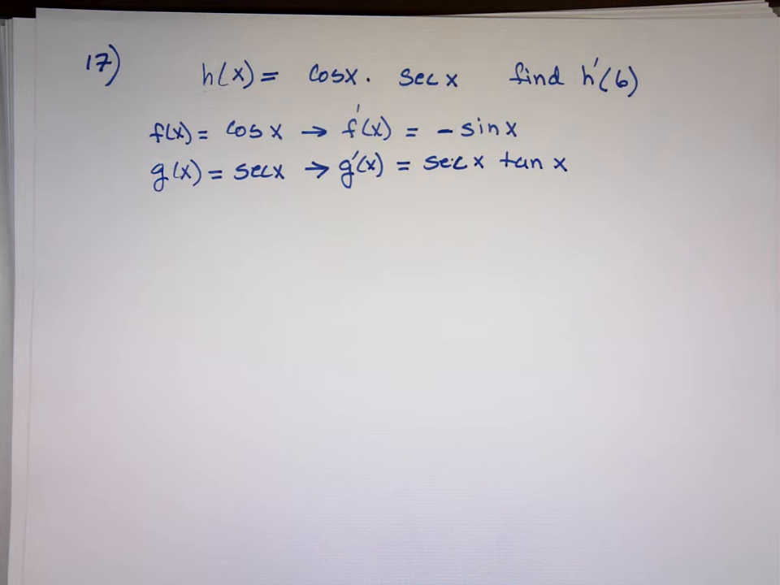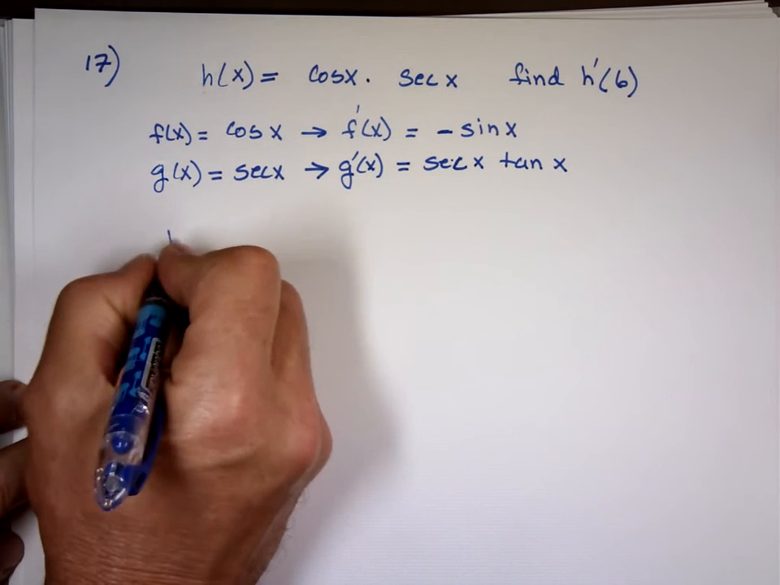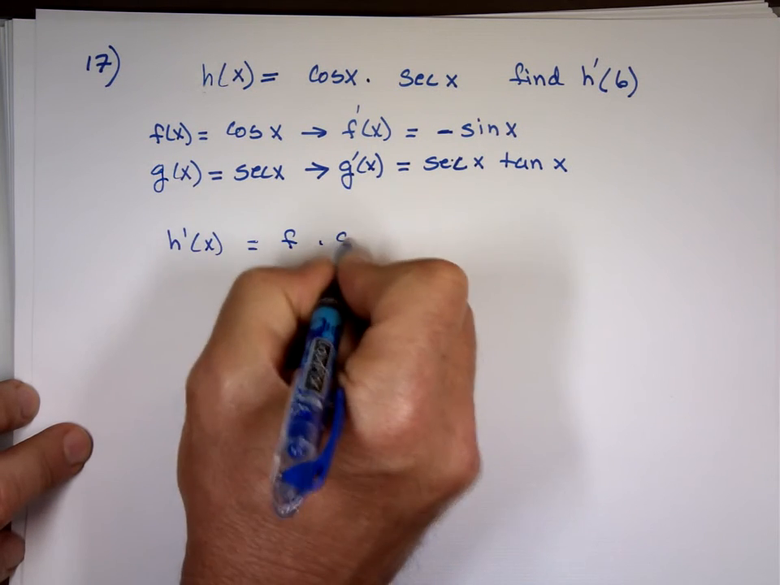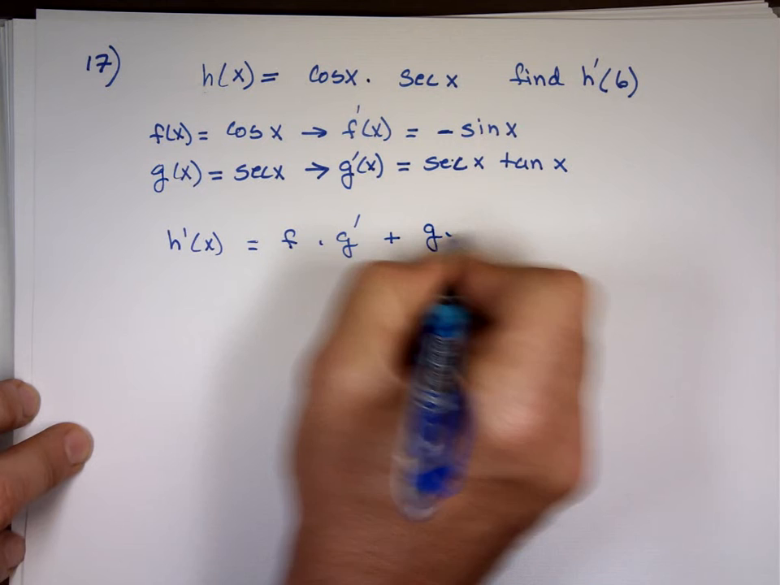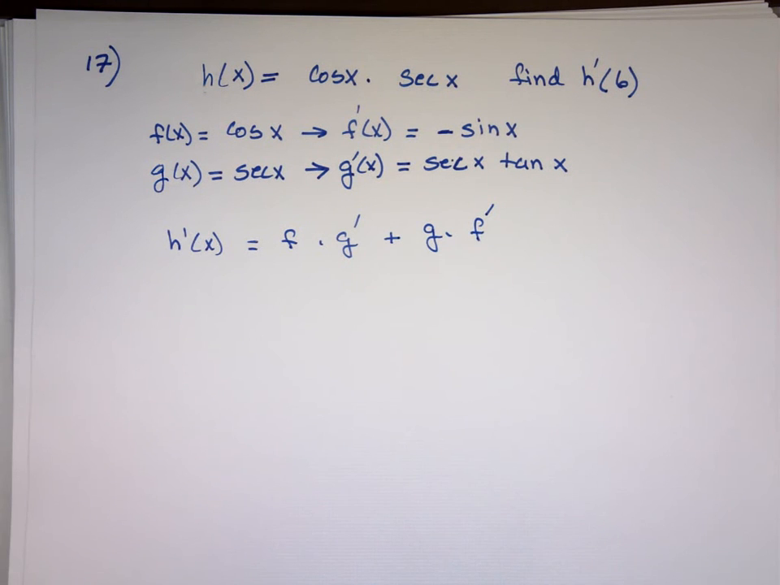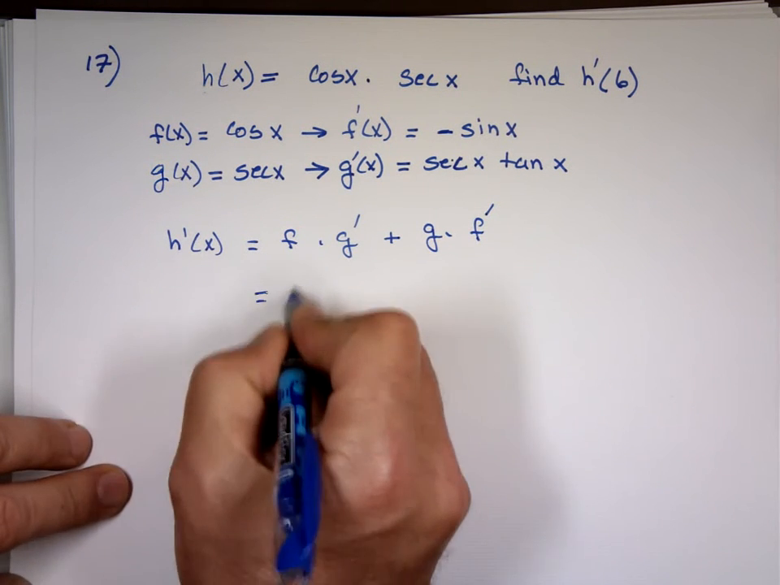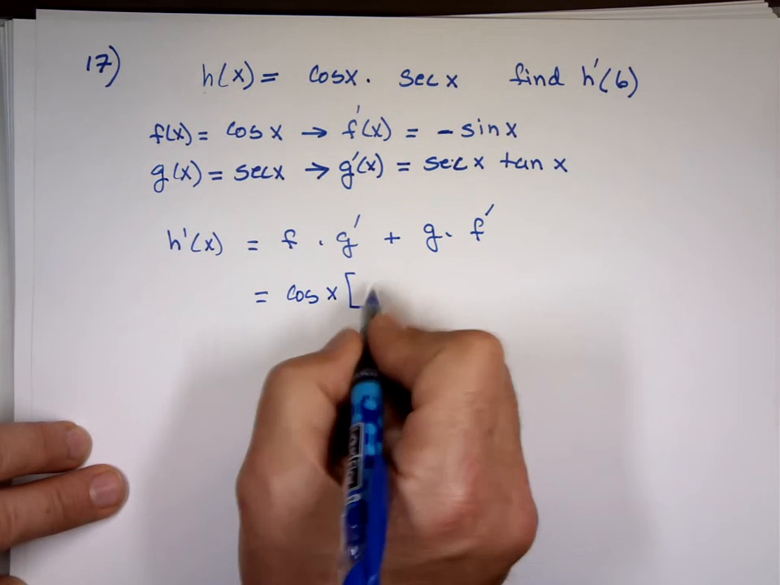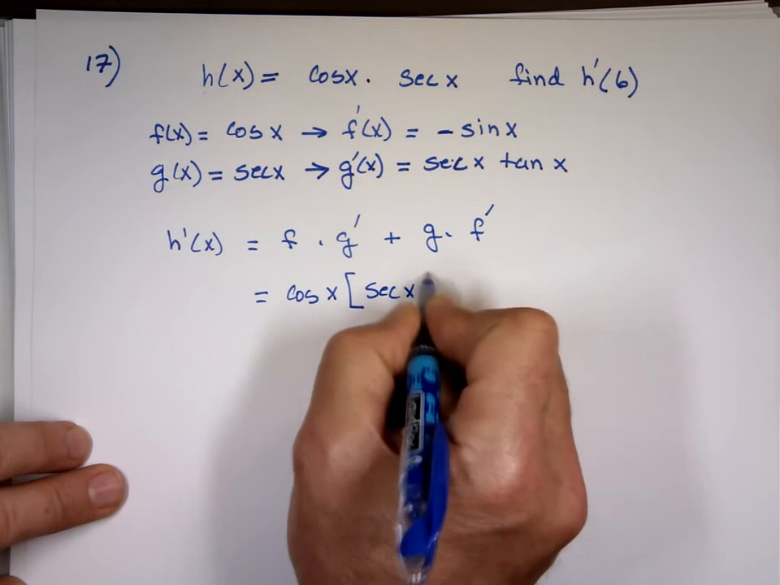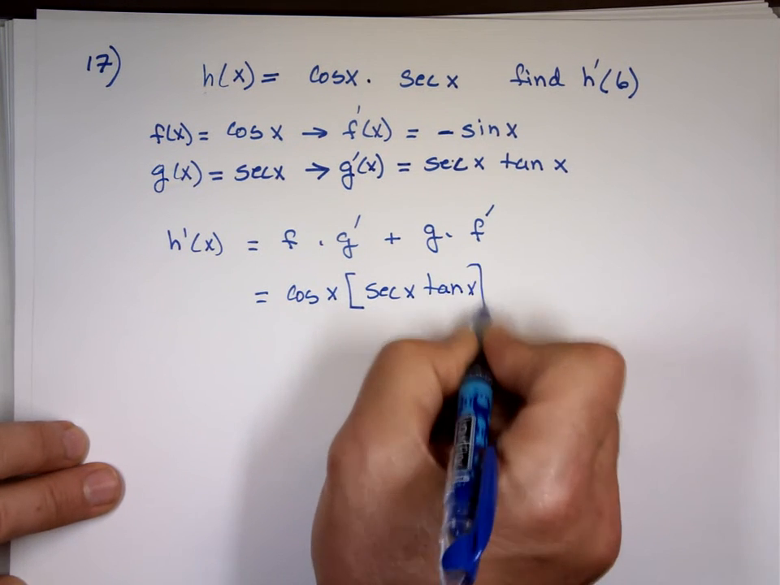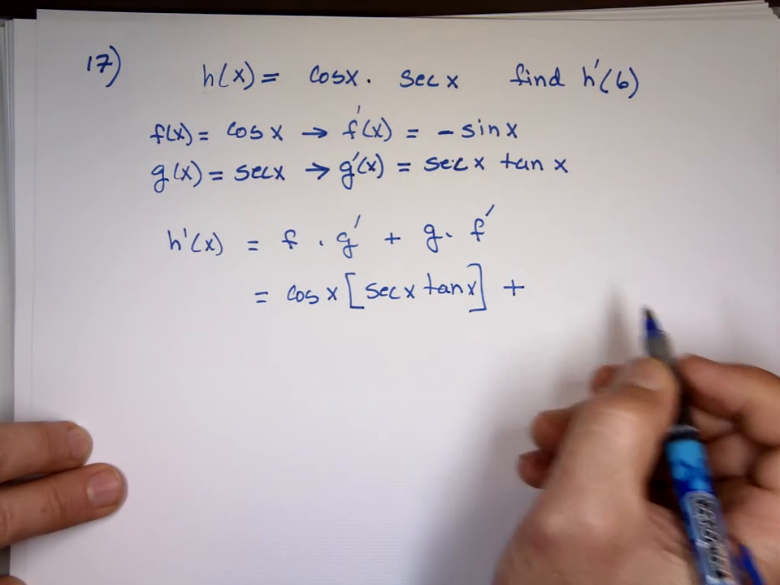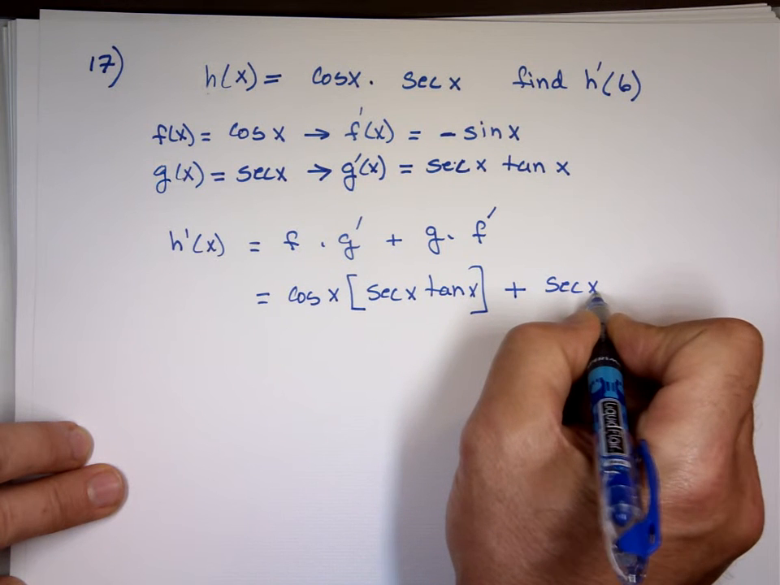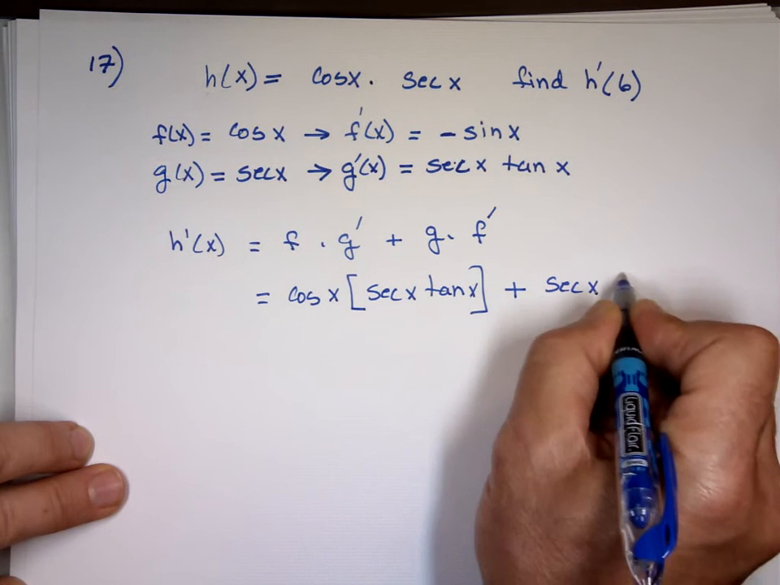Product rule again. The first F times G sub prime plus G times F prime. Cosine of X, G sub prime, which is what? Secant X, tangent X, plus G sub X, which is what? Secant X times F prime, which is what? Negative sine of X.